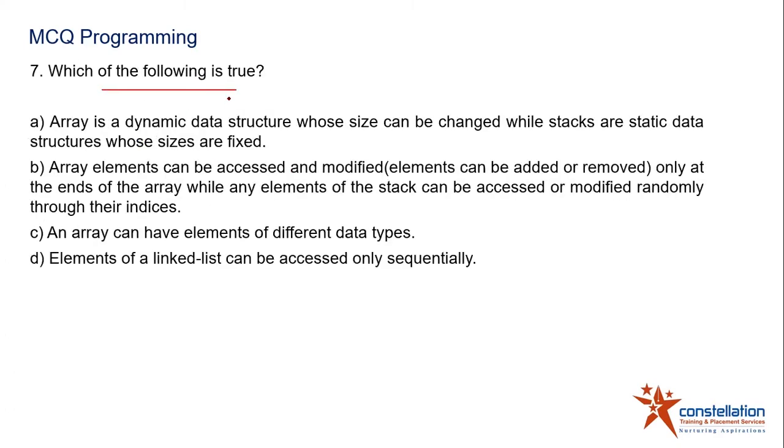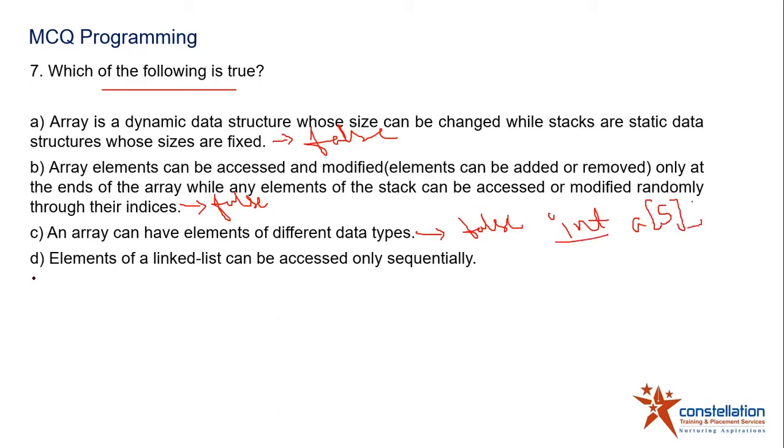Which of the following is true? Okay, array is a dynamic data structure whose size can be changed while stacks are static data structures. No, this is absolutely false. Array elements can be accessed and modified only at the end of the array. No, this is also false. We can modify an array at will. An array can have elements of different data types. No, this is also false, right? Why? Because when you declare an array, int a[5], you are already specifying that it is of integer type. It cannot change.